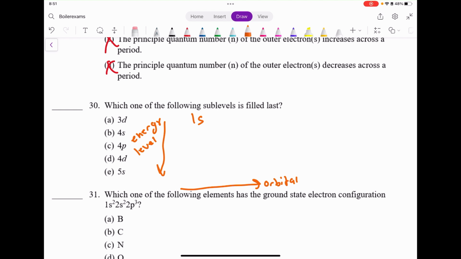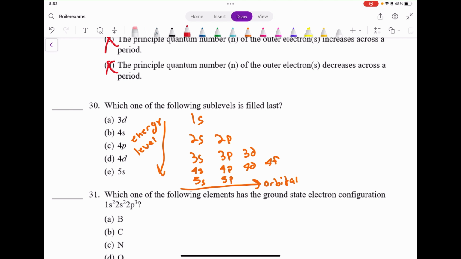So I'm going to start with 1s, 2s, and then 2p, and then 3s, 3p, 3d, 4s. I'm going to need to fit 5 in here. 4s, 4p, 4d, 4f, 5s, 5p. I'm not going to write the other two because they're not going to fit, but you could write 5d, 5f. Okay, why is this useful?